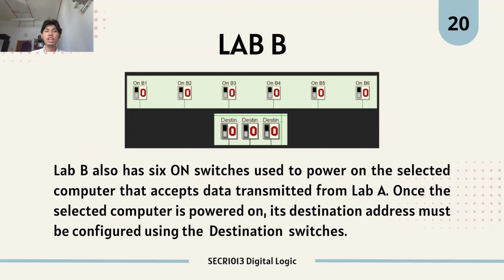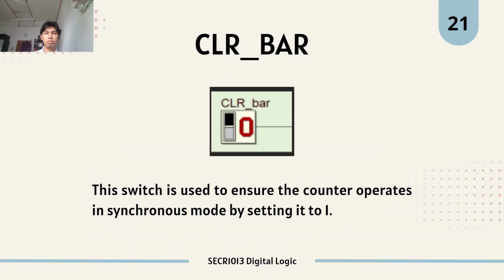So, for destination selection, similarly, in Lab B, we have another 6 on switches used to power on the selected computer that accepts data transmitted from Lab A. Once the selected computer is powered on, its destination address must be configured using the destination switches. Again, we assign a destination address using 3 destination switches, following the same binary logic as Lab A. For example, if the destination is computer B3, the destination address is 010. By having this structure of switches and addresses, we ensure that data is sent from the correct source and received by the correct destination. For Clear bar, this switch is used to ensure the counter operates in synchronous mode by setting it to 1.